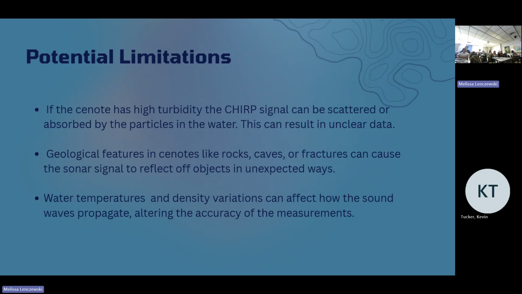Water temperature and density variation can affect how the sound waves change the measurements of the chirp. So just knowing what's down there can change the wavelength.